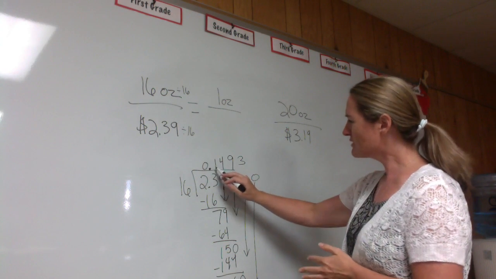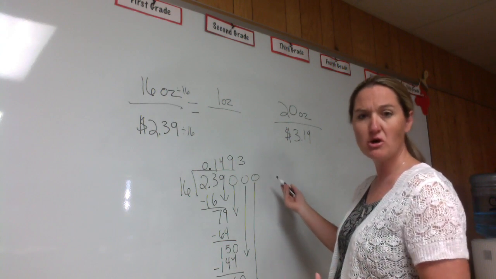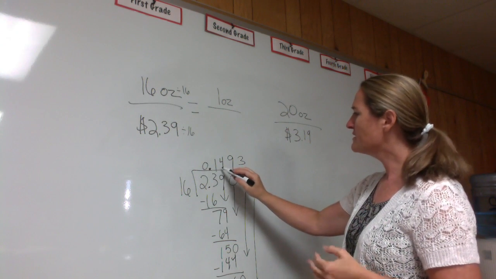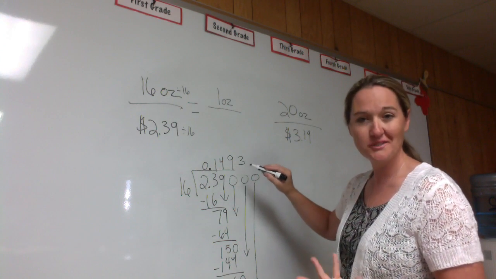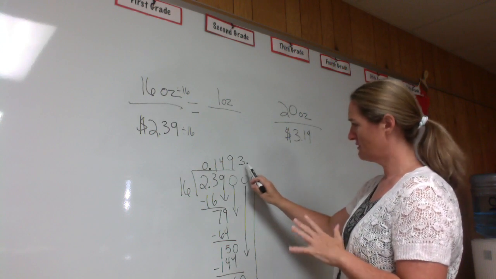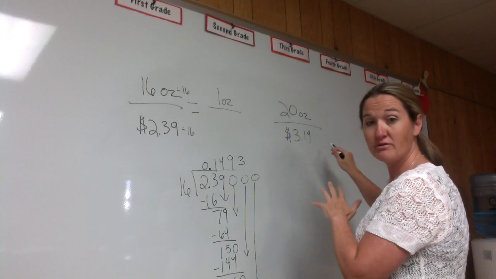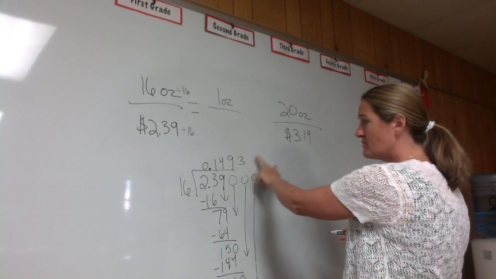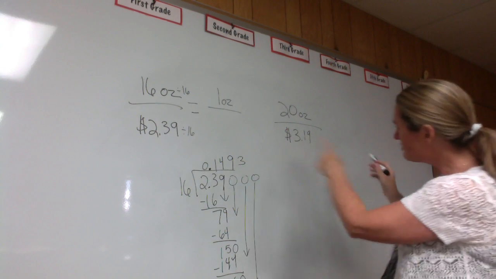I think this is telling me what percent of a dollar it is. So basically that means the cost is 14.93 and then some cents. Okay, so I'm going to leave it there like this for now, and I'm going to work this out. And chances are I probably don't need to keep going to figure out which is the better deal. So let's go ahead and work this one.